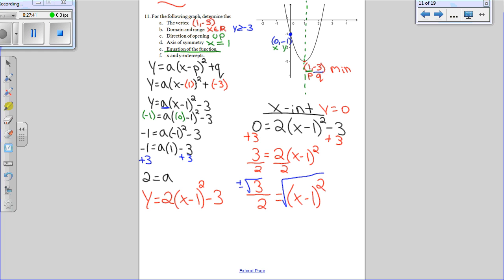If I have a square root on the bottom, what do I need to do in this equation? You're not allowed square roots on the bottom. We have to rationalize, right? So that means we have to multiply by root 2, top and bottom, to give me plus or minus root 6 divided by 2 equals x minus 1.